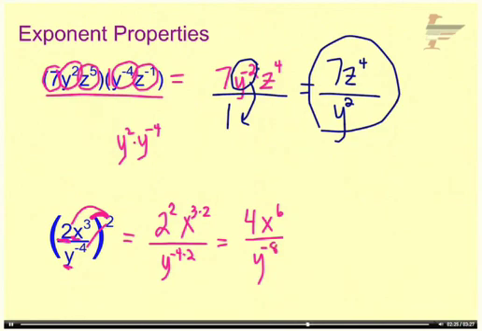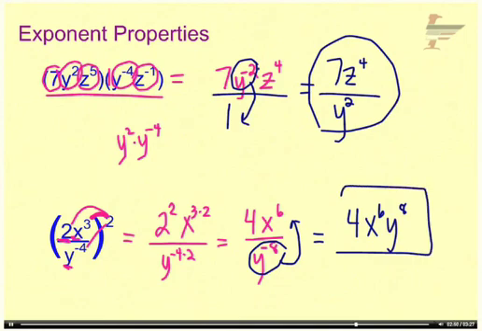And again, looking at this, is there anything we can do, or is it in simplified form? This negative exponent cannot stay negative. Since it's already in the bottom of a fraction, we're going to bring it to the other spot, which is up in the top of a fraction, and that's where we get to make it positive. So in the end, we're going to have 4x to the 6th, y to the positive 8.